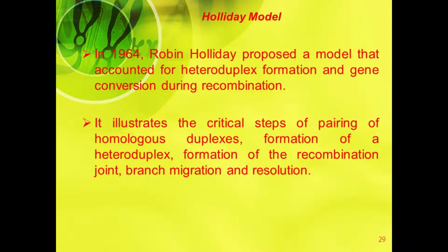In 1964, Robin Holliday proposed a model that accounted for heteroduplex formation and gene conversion during recombination. Although it has been supplanted by the double-strand break model, at least for recombination in yeast and higher organisms, it is a useful place to start. It illustrates the critical steps of pairing of homologous duplexes, formation of heteroduplex, formation of the recombination join, branch migration, and resolution.